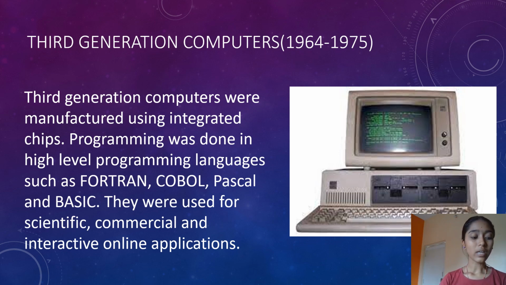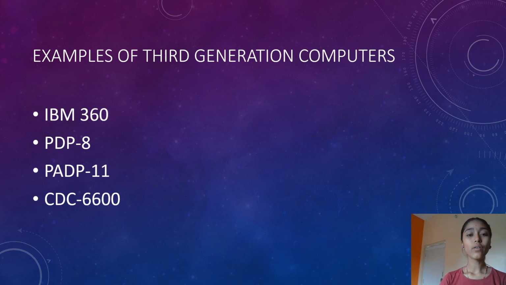Larger magnetic core memory was used as primary memory and larger capacity magnetic tapes and magnetic disks were used to store data and instructions. Examples of third generation computers include IBM 360, PDP-8, PDP-11, CDC 6600.